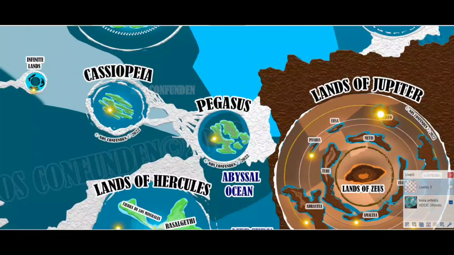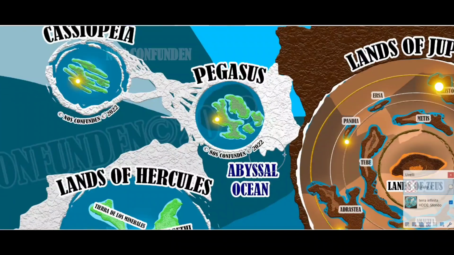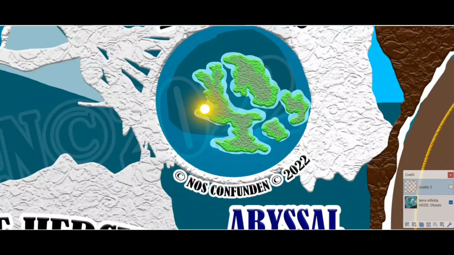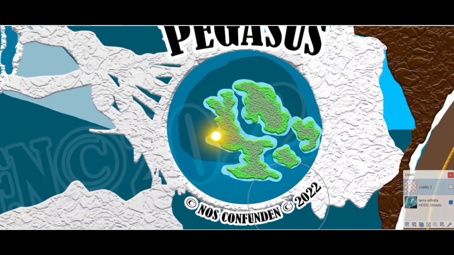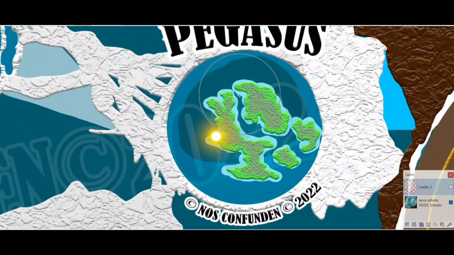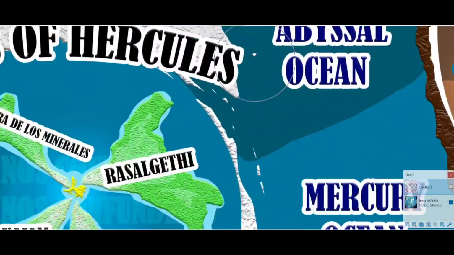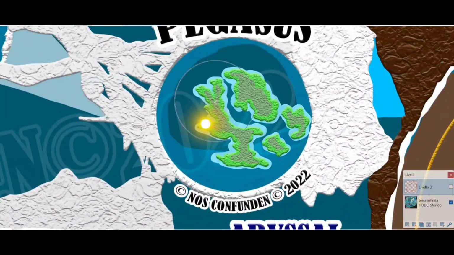But the lands of Pegasus actually are in the Abyssal Ocean, and we can see the difference of color right here. The northern part here is made by the same color as the Abyssal Ocean, so we can assume it is some sort of water. This part right here seems to be the same color as the Mercury Ocean, and then we have the actual water as we know it, like the seas that surround the entirety of these continents.